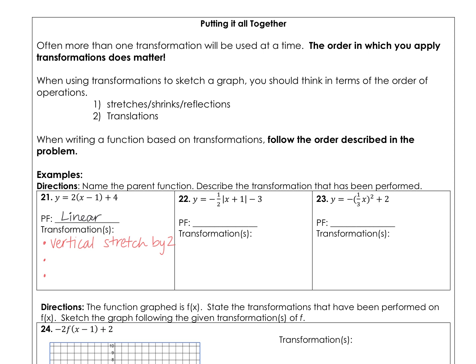And I always write too big. What about the x minus 1? It's inside. It's a liar. You'd think it'd go left. It goes right 1. And +4 at the end. Plus or minus at the end, remember, it's always up or down. And so that takes it up 4.